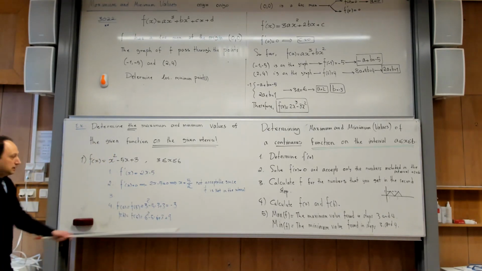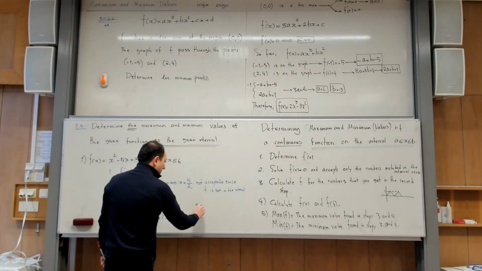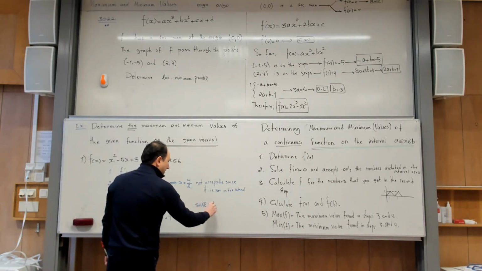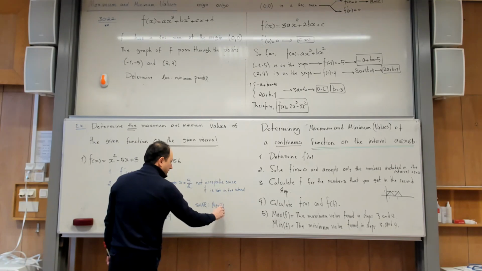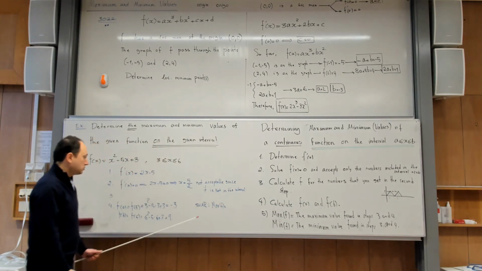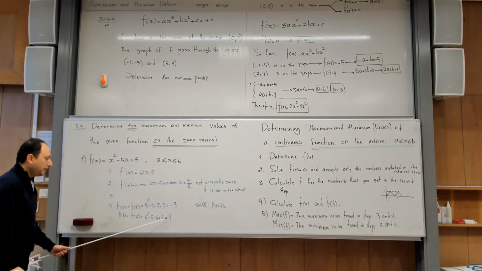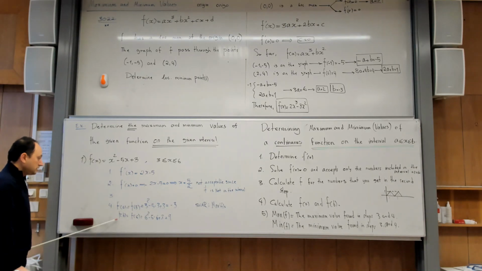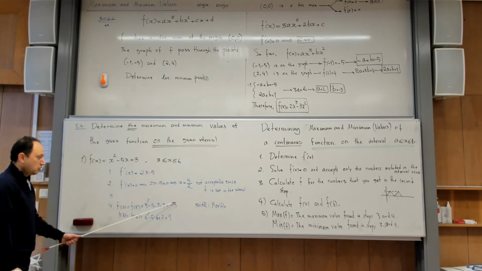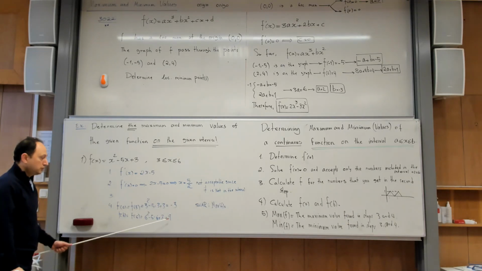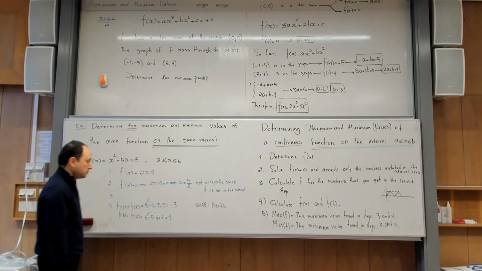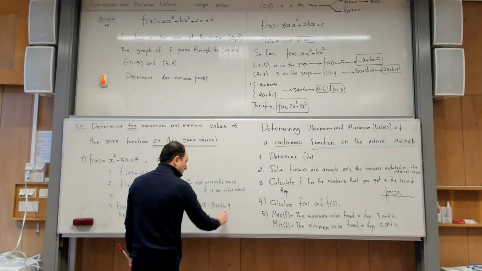And finally, the answer. Maximum of f. What is maximum of f? I need to compare the numbers that I got in step 4 and step 3. Step 3 is empty, so those are the only numbers that I need to look at. Which one is the largest one? 9. Which one is the lowest one? Minus 3. So the maximum is 9. The minimum is minus 3.